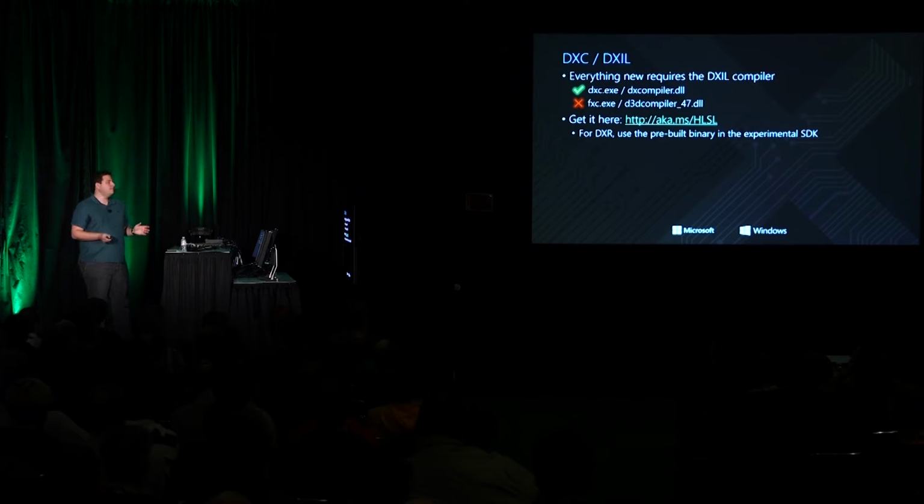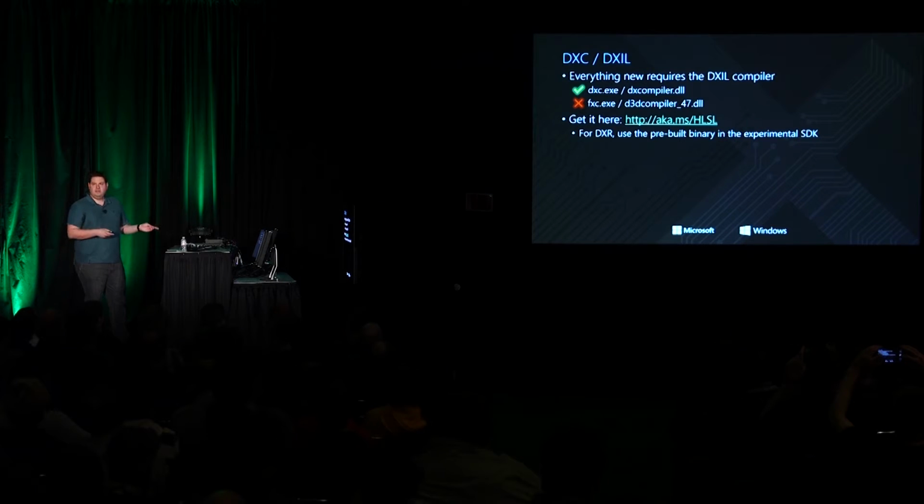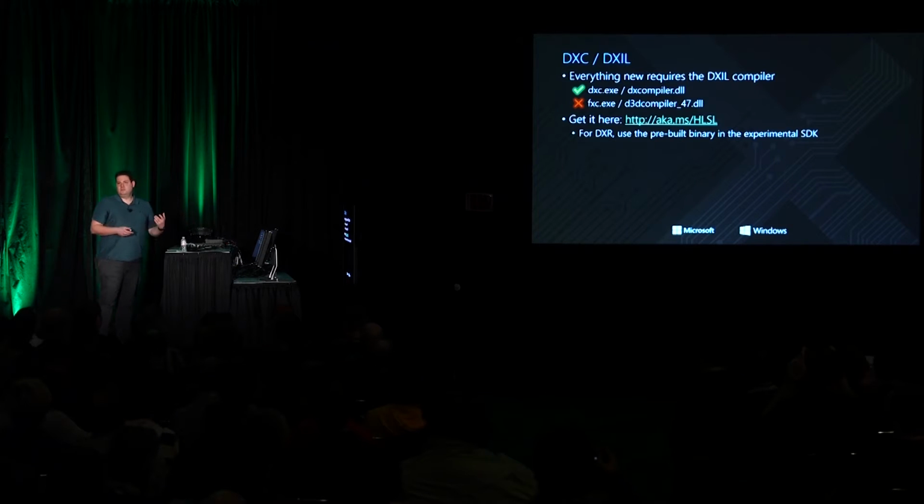Now, before I go on and talk about more shaders, I should mention that everything I'm talking about here and pretty much every new feature in DX12 requires the new DXIL compiler. If you're still using FXC, you should go get the new one. Something to keep in mind, though, for DXR specifically, you should use the pre-built binary that's in the experimental SDK, which I'll link to later. But for everything else, you should use that link. It's on GitHub. You can compile it yourself. There's also pre-built releases.